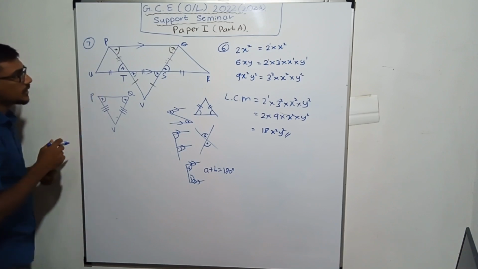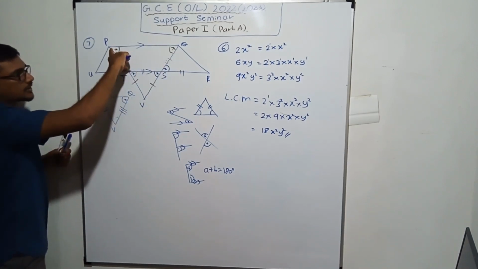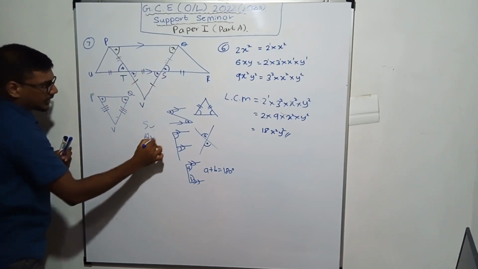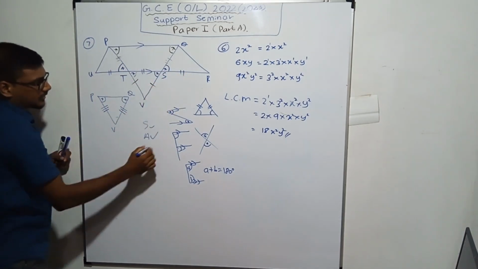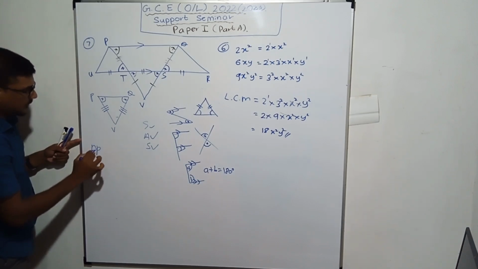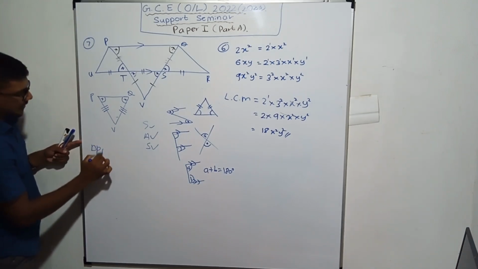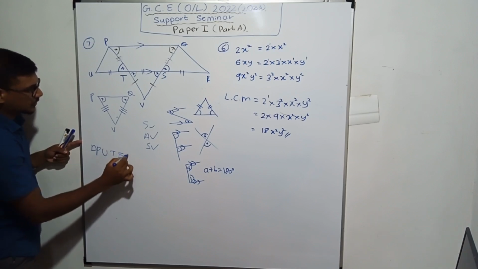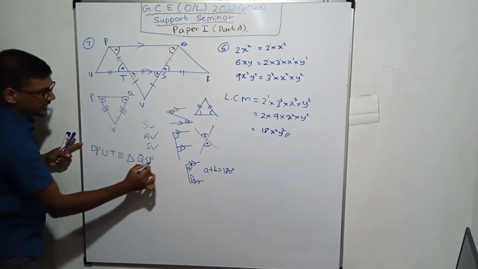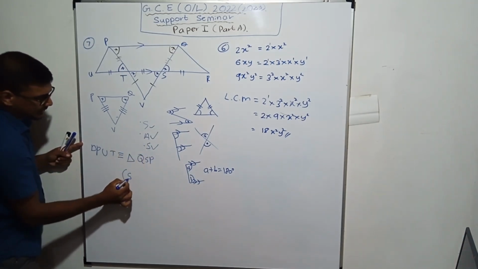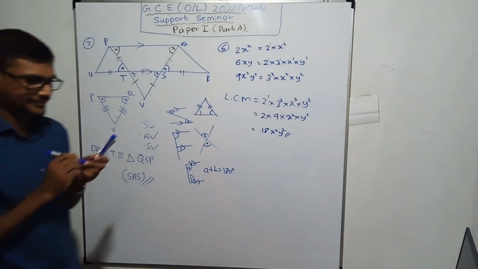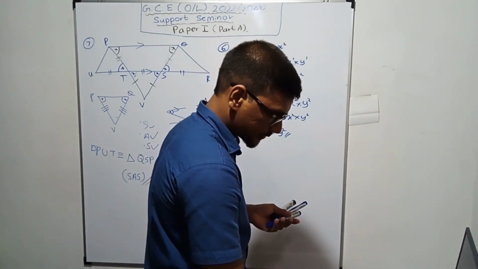Then I can say these two triangles are congruent. Why? This side equals this. One S is there. This angle equals that angle. One A is there. This side is equal to that side. One more S is there. So I can conclude triangle PUT is congruent to triangle QSR. What's the case? SAS. Okay, I think it's clear. Okay, we'll move to the next sum.